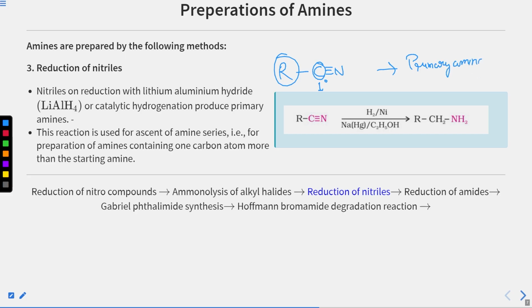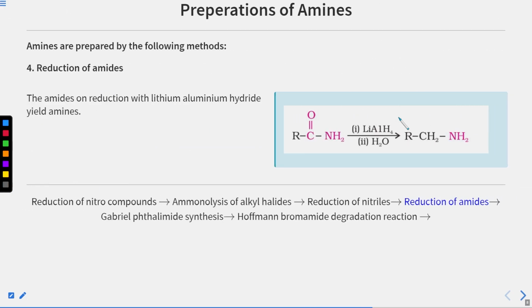And not only in these methods, in the upcoming methods, you will see that most of the methods are appropriate for primary amines only. Next, after nitrile, we can also use amide. So this is the structure of amide. It is a derivative of your carboxylic acid in which we have replaced OH with NH2. So similarly, we can also use LiAlH4 here.